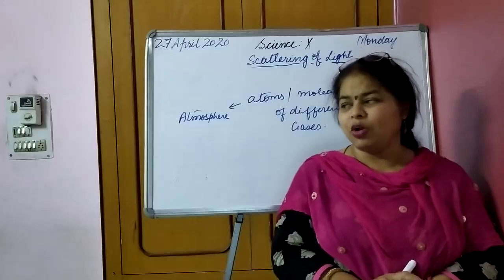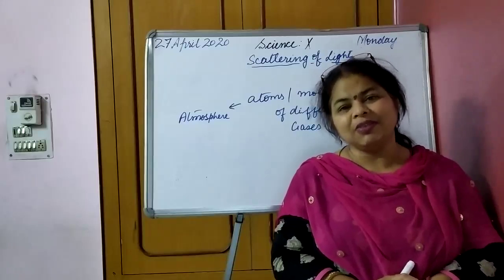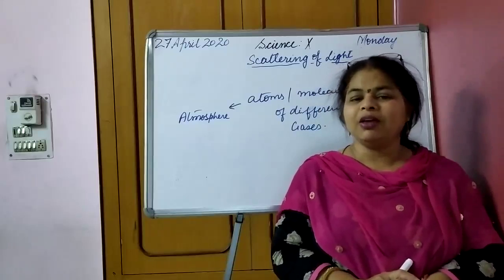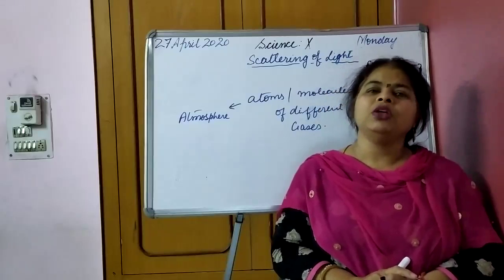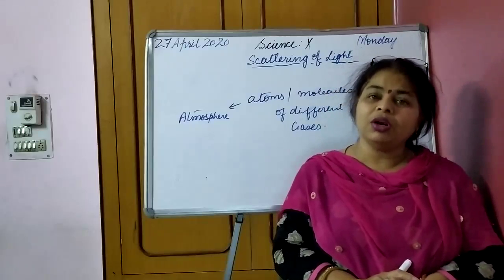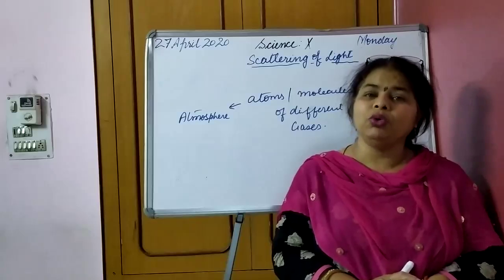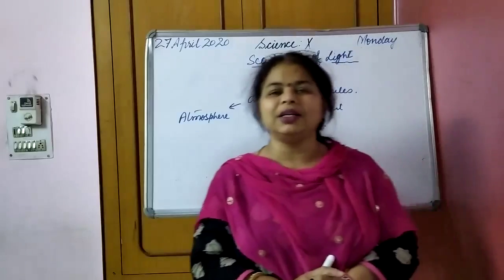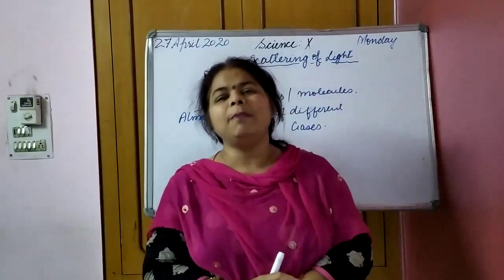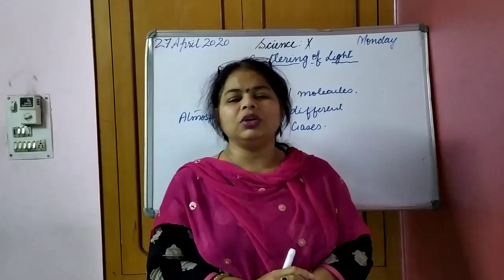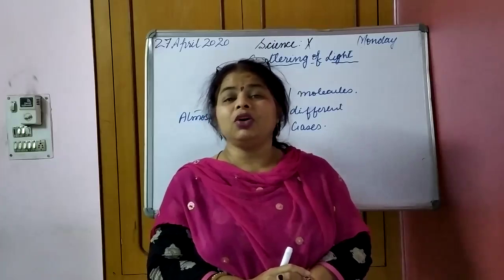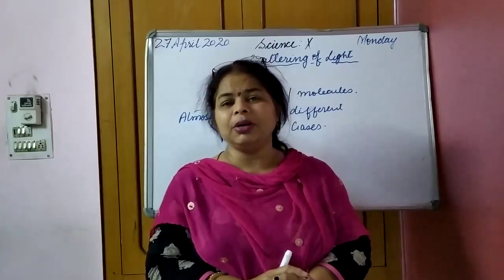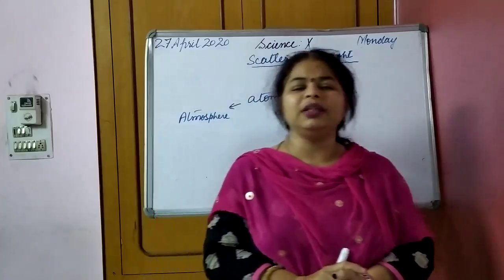Like you have learned, how many components of light are there? 7 components. What were they? VIBGYOR. Okay. So this VIBGYOR, violet, indigo, blue, green, yellow, orange, red components of light, are scattered by different sizes of particles. Fine. So here we can talk about the Tyndall effect. Do you remember the Tyndall effect? We had learned it in 9th class.